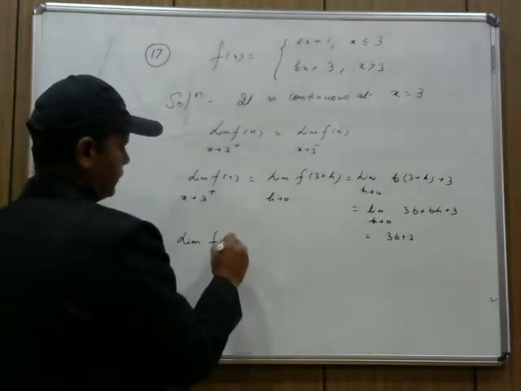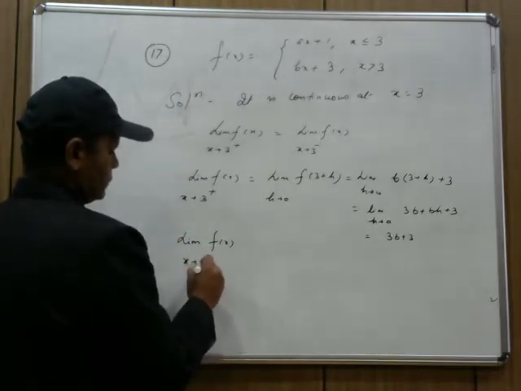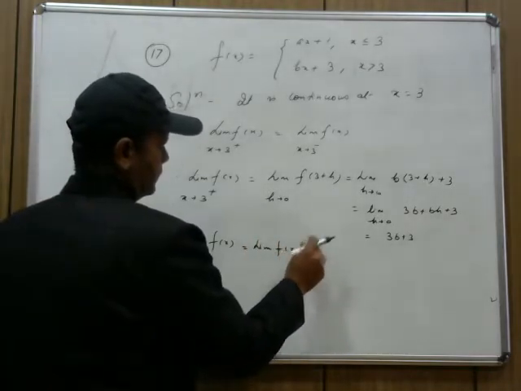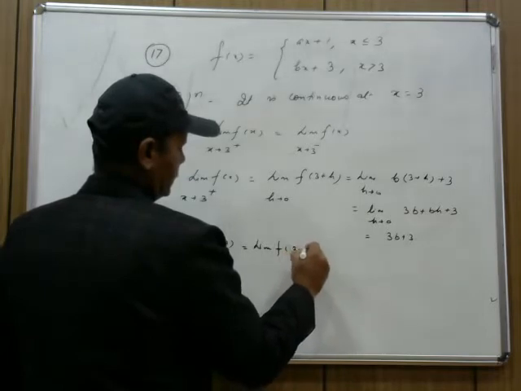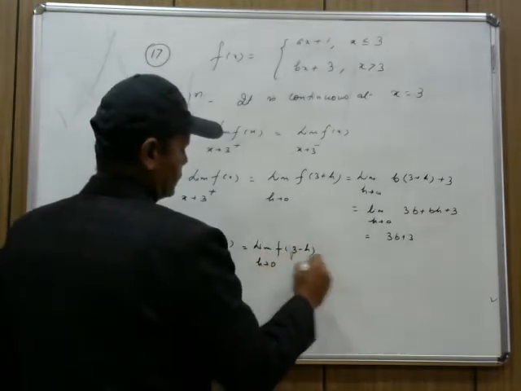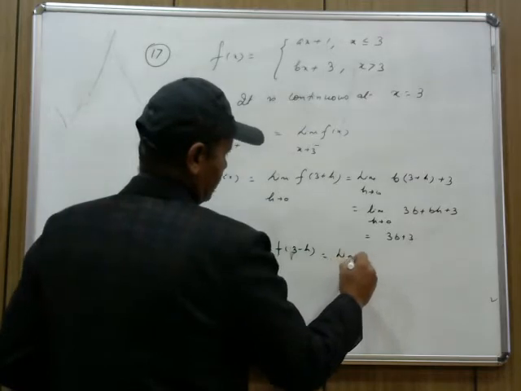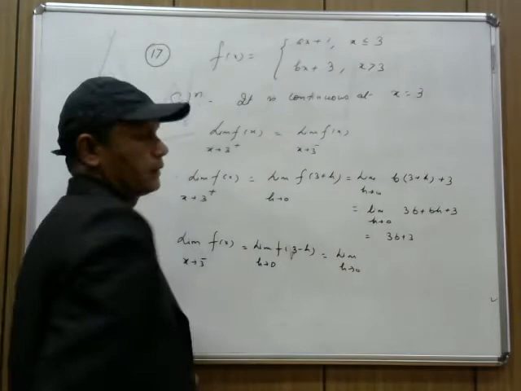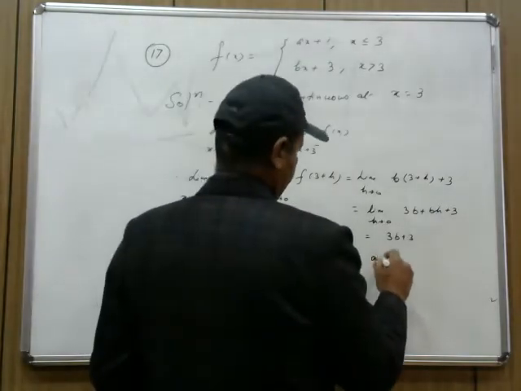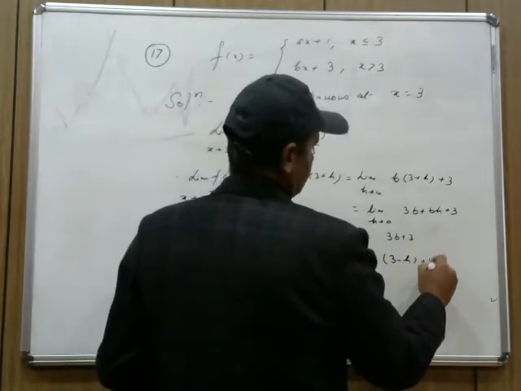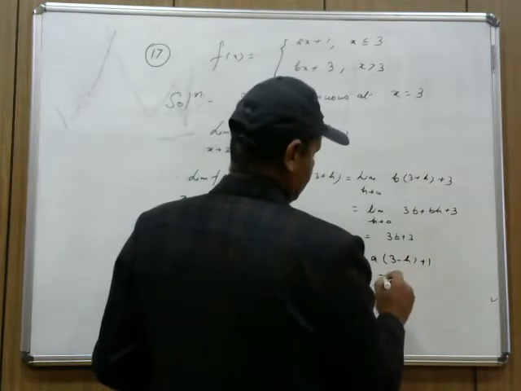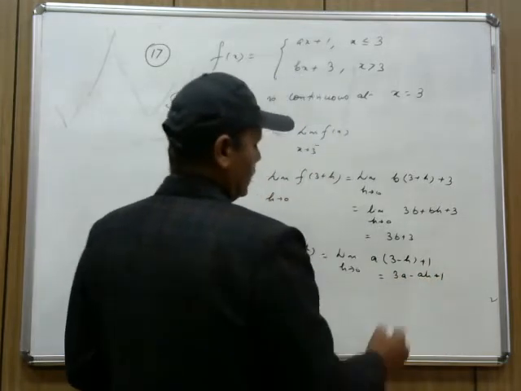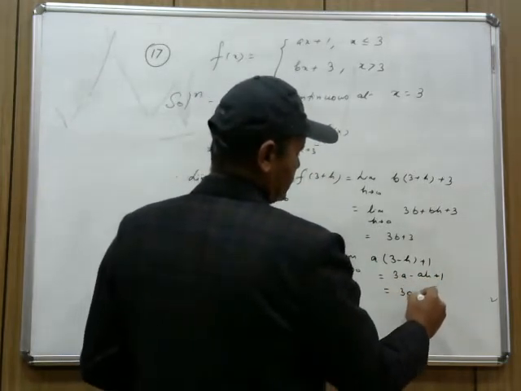Limit of f of x as x tends to 3 minus, that is equal to limit f of 3 minus h, h tends to 0. For that we have the function ax plus 1, that is now a times (3 minus h) plus 1, and that is equal to 3a minus ah plus 1, and that will give you 3a plus 1.